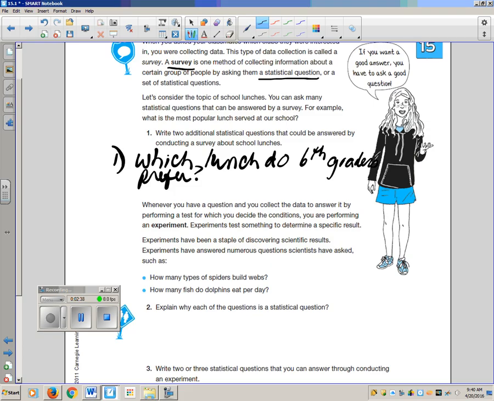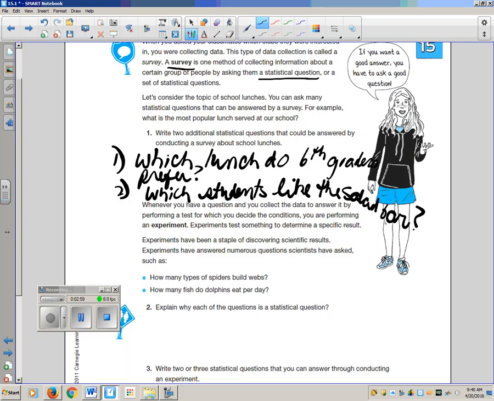Another one could be, which students like the salad bar? Running out of room. Question mark.